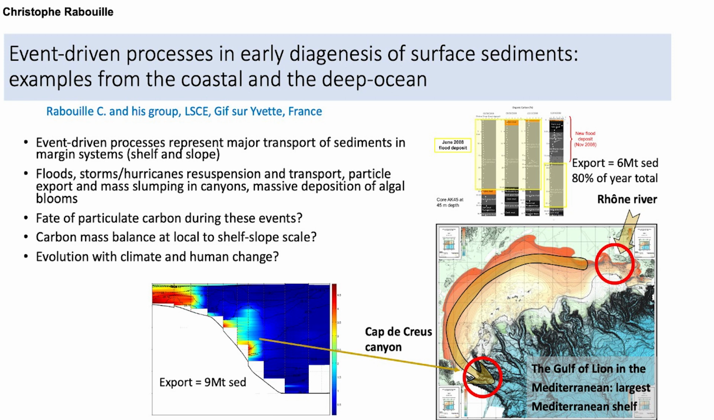So the question that is raised is the fate of particulate carbon during this event. Of course, this particulate carbon is both buried, but also made available to the microbes for recycling. What's the carbon mass balance at the local to the shelf-slope scale? So how does that work? And also the evolution of this with climate and human change, because we know that these export processes are linked to climate change. I don't have time to really go into the details, but the floods depend on the intensity of the hydrological cycle, as much as the export that is linked also to special conditions in the deep sea.